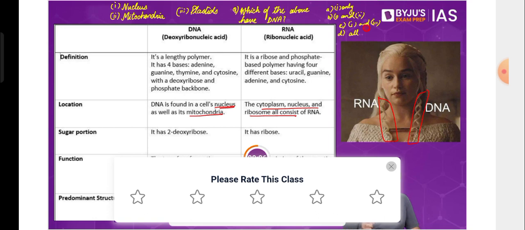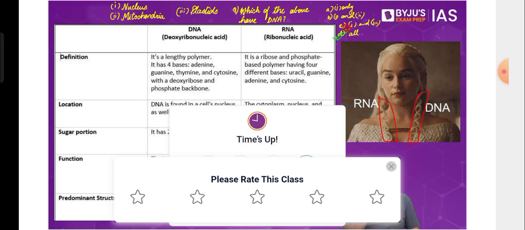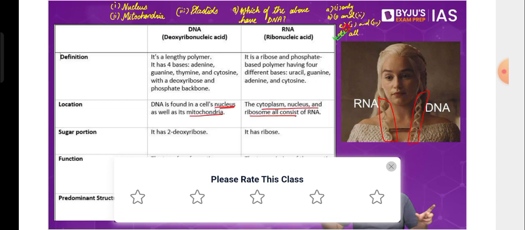So 51% of you have marked D, which is there on the slide. 27% of you have marked B, which actually is the correct answer. The correct answer is B, all. In the plastids also we find DNA. So DNA is not only found inside the nucleus, but also inside the mitochondria. Nucleus and mitochondria are common among plant and animal cells, whereas plastids are only found in plant cells. Plastids are responsible for making chlorophylls which help in photosynthesis. So plastids also contain DNA. That was the question asked.